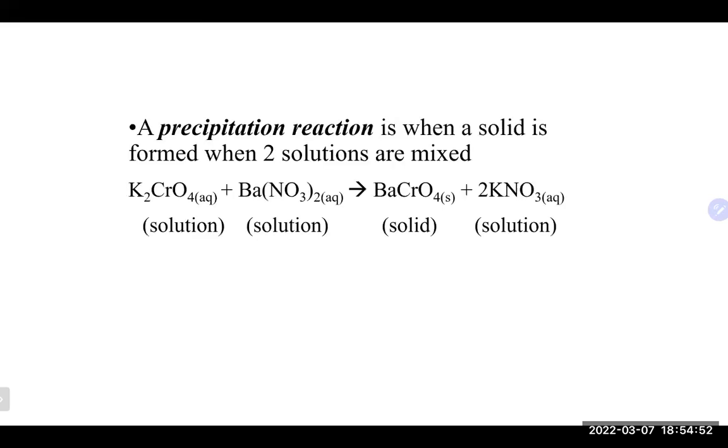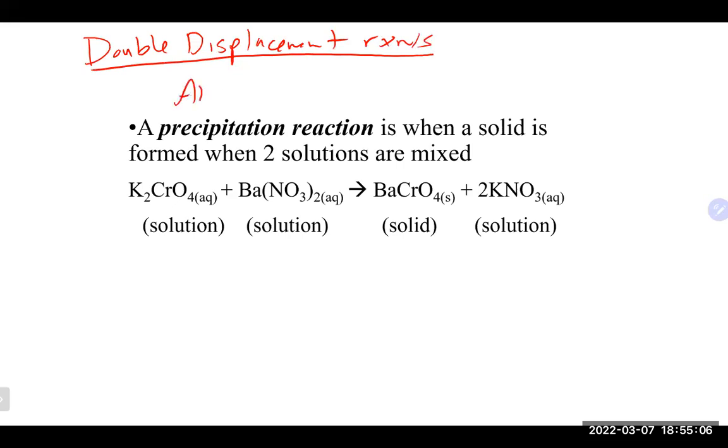The next type of reaction is what is referred to as a precipitation reaction. A precipitation reaction falls under the big umbrella of double displacement reactions. Double displacement reactions have this general form: AB plus CD. These are both ionic compounds, and that's how you recognize this type of reaction. Basically, in a double displacement reaction, the two positive guys switch partners. The A will end up with the D, and the C will end up with the B.